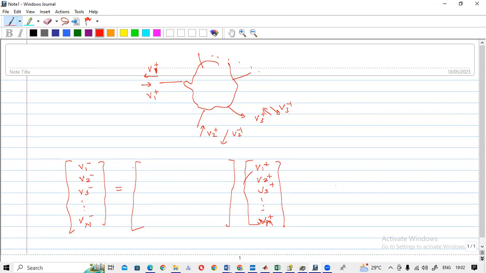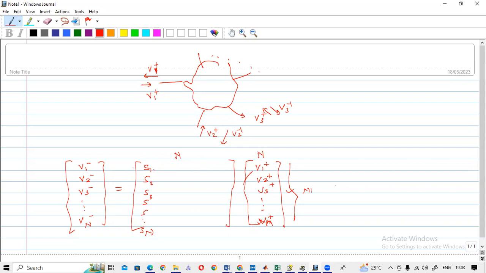So there should be n rows. You should have the S parameter matrix, and it should have n rows. This is the first row, second row, third row, and it should have n rows. You know that here also you have n rows. For the matrix multiplication, the first matrix's columns should be equal to the second matrix's rows, otherwise you can't do the multiplication.